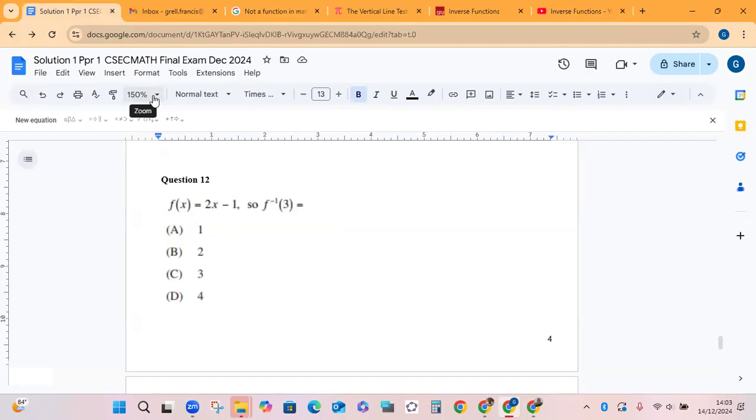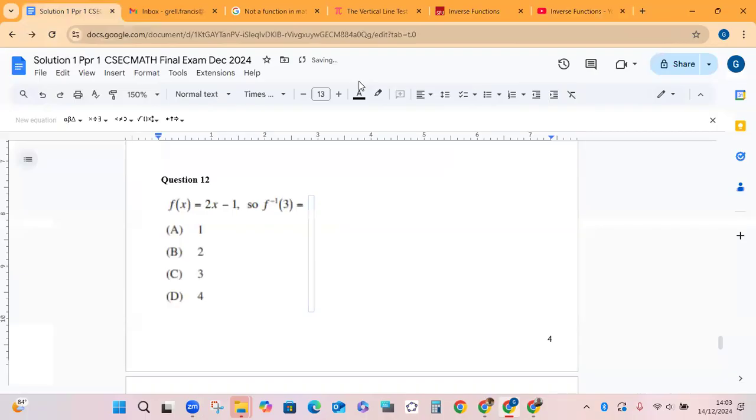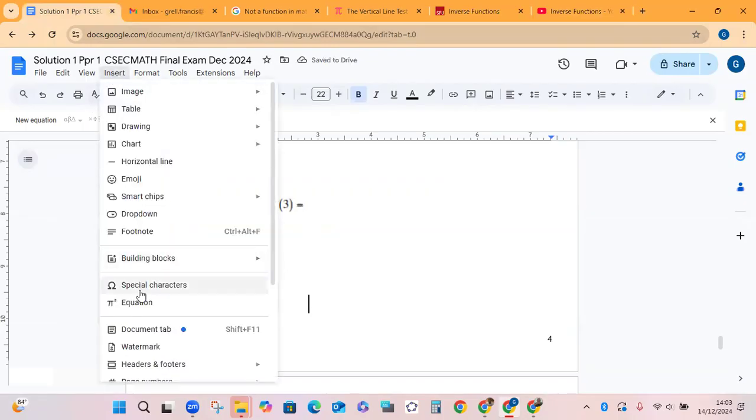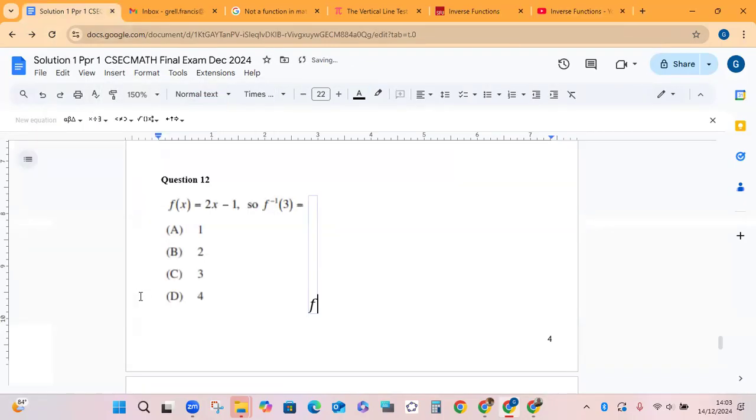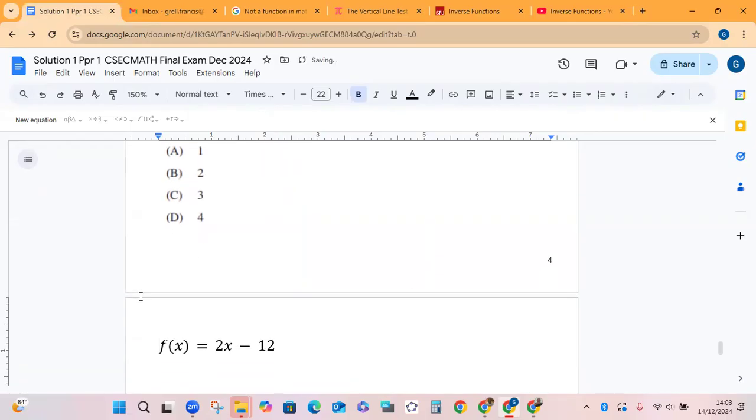So to find the inverse of a function, first, you've got to write down the function. The function here is f of x is equal to 2x subtract 1. So we've got to write that very same f of x is equal to 2x subtract 1. So that's the first step to find the inverse of a function. So let's just put this here in the next page. And from then on, we're going to find the inverse of a function.